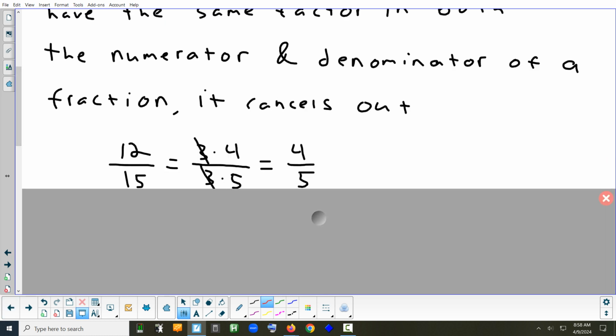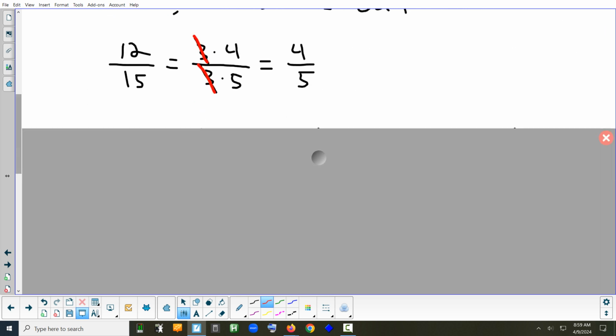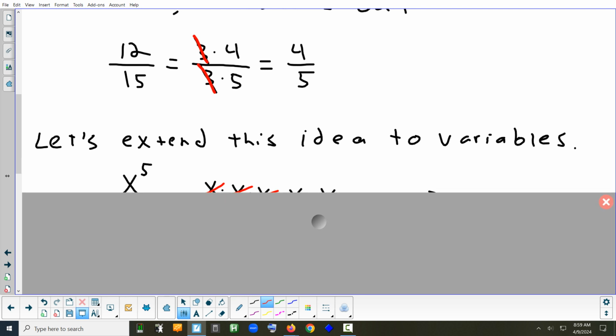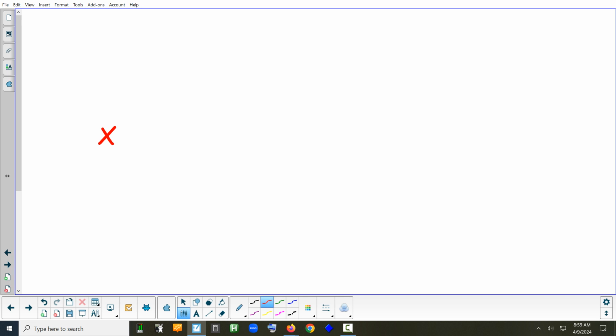But with multiplication, it does. So let's use that. Actually, here's another example. 12 over 15. This is how you reduce fractions. You can break 12 up into 3 times 4. You can break 15 up into 3 times 5. There's a 3 in the top and a 3 in the bottom. So 12 over 15 reduces to 4 over 5. That's how you reduce fractions. Cancel out. Well, we're going to do the same thing with letters. So let's look at an example.